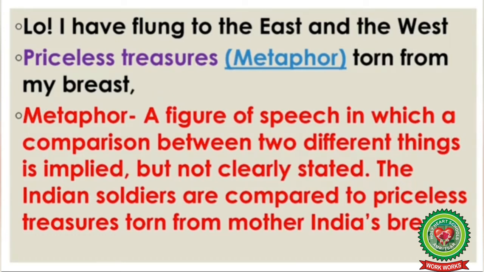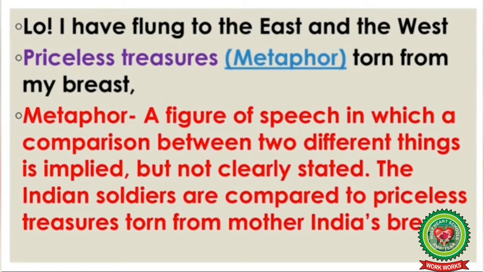So she says that she has sent her priceless treasure, that is her brave Indian sons, to the countries of the East, such as Persia, and the West, such as France and Flanders. Flanders is the previous name of Belgium. And they were sent in which war? They were sent in the First World War.